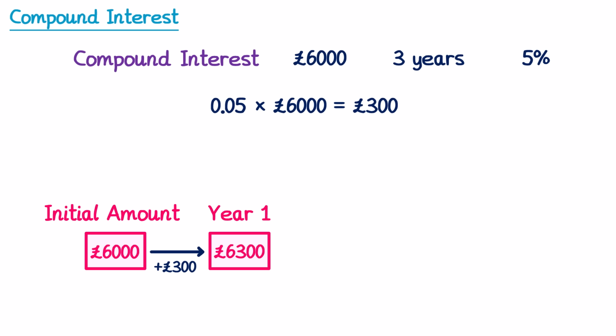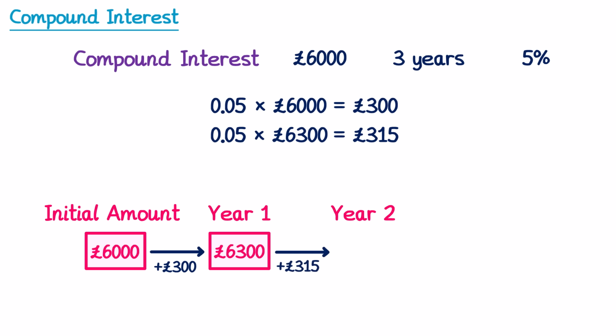For compound interest, the amount of interest that you receive is calculated on how much you have at the end of that year. So for the year 2 calculation, we're going to add on 5% of the amount of money we have at the end of year 1, which is not £6,000 but £6,300. If you do 5% of £6,300, you get £315, not £300. So to calculate how much we have at the end of year 2, we will add on £315 instead.